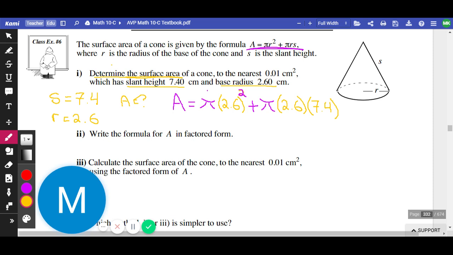Okay, so I want pi 2.6 squared plus pi 2.6, 7.4. And I put brackets the same way I wrote them out there. I get an answer of area equals 81.68. Yes? See some? Some people look like they're not agreeing, so I'm going to double count my stuff.